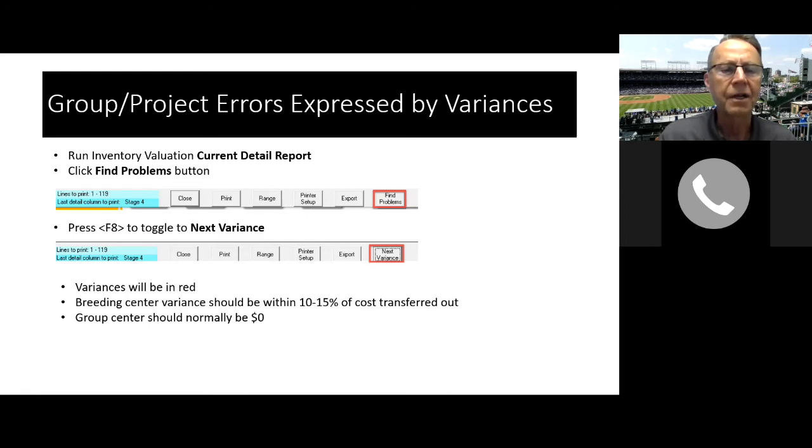So if there are variances, they'll appear in red, and breeding center variances will always occur because what we do is we set an estimated time period that the gestation period would occur. There's no specific groups, and it pushes out cost based on an average, rolling average, whereas it's comparing against the month, may be high or low compared to that rolling average. So there'll be a 10-15% cost transferred out variance on that. So group centers, though, should normally be 0, and we're going to talk about how to correct that if they aren't.